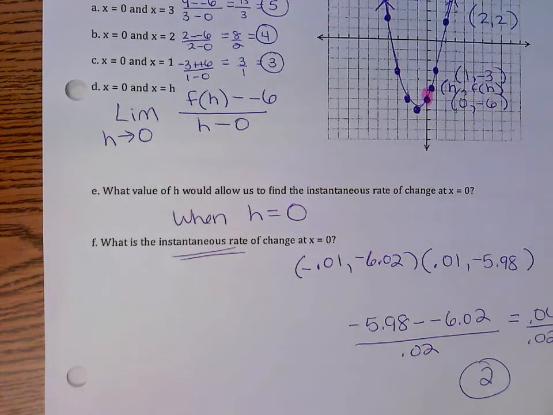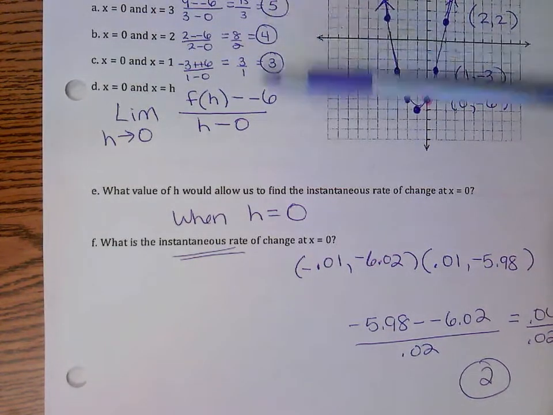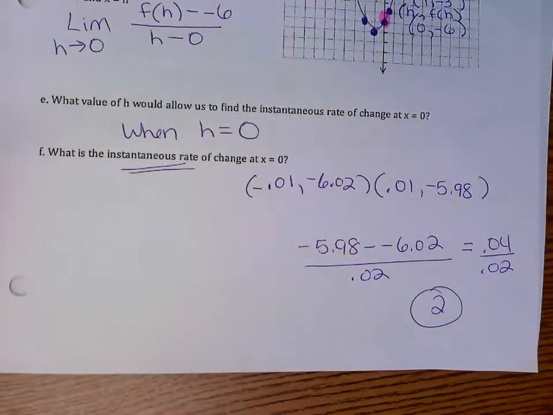Maybe you can see the pattern that as we got closer, our rate of change actually got closer and closer with the secant lines to an instantaneous rate of change of 2. Question? Why is the rate of change not 0?